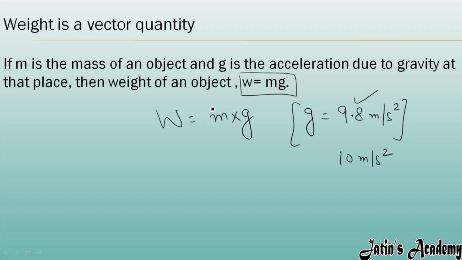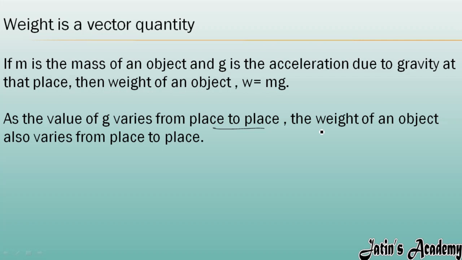As the value of g varies from place to place, actually the value of gravity changes from place to place. As I told, 9.8 meter per second square is the value of g on the surface of Earth. But when we go to the surface of the Moon, their value of gravity is different. Their gravity is less, na? So gravity changes from place to place. As gravity changes from place to place, the weight of an object also changes from place to place. Fine.